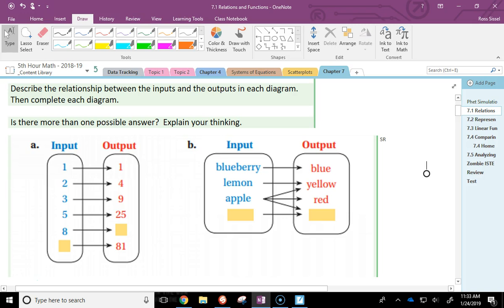So I have the input of 1, and the output is 1. Input of 2, the output is 4. The input is 3, the output is 9. The input is 5, the output is 25. What do you think is the rule? What's the relationship happening between my input to my output?